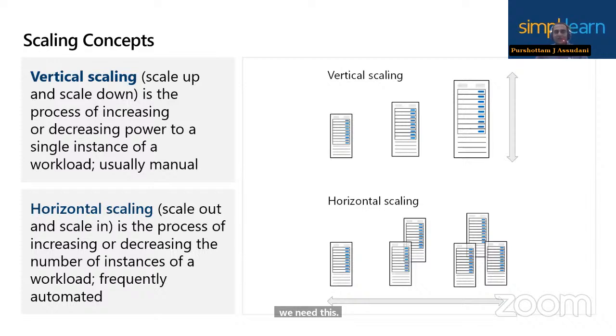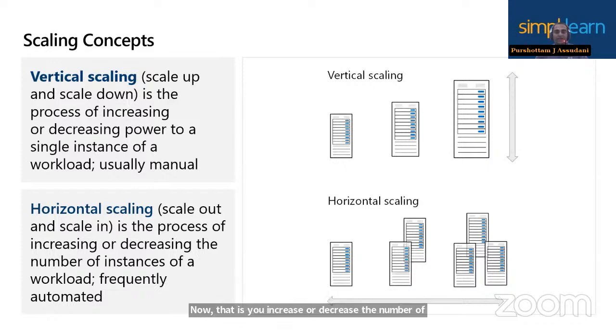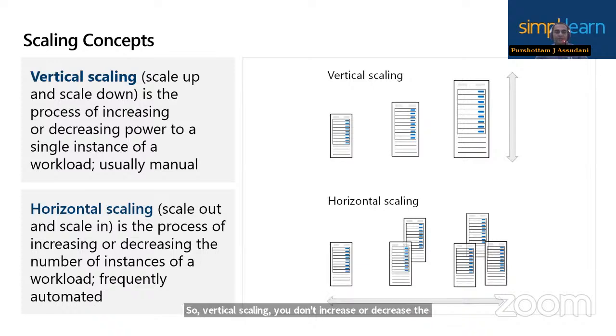And guys, there is another concept also, vertical scaling. In vertical scaling, you don't increase or decrease the number of servers, but rather you increase or decrease the power of an existing server. I'll give you an example. Let's say you have a server with 2 vCPUs and 2 GB of RAM. If you want to increase its power from 2 vCPUs to 4 vCPUs and from 2 GB of RAM to 4 GB of RAM, you can do it with vertical scaling.